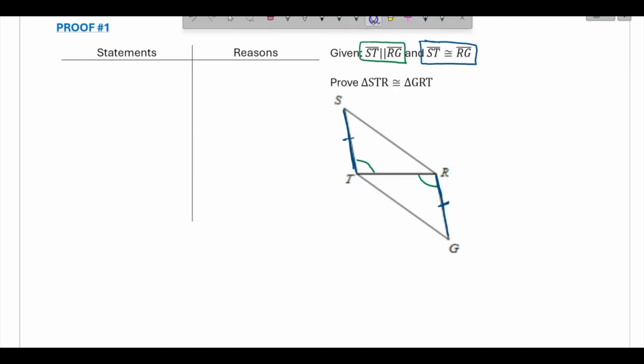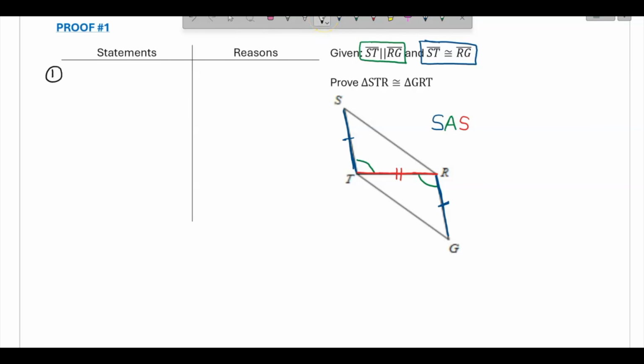Because these triangles share a side, TR, we are able to use the reflexive property to say that these sides are the same. And so my game plan for this proof is to prove that these triangles are congruent using side, angle, side. So that's my game plan. Let's begin writing the proof out for this.